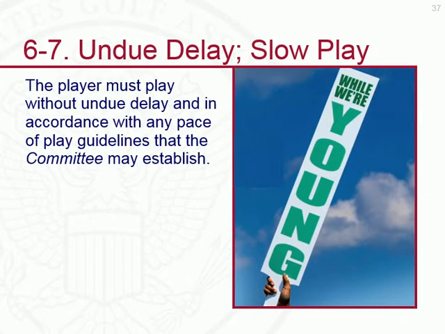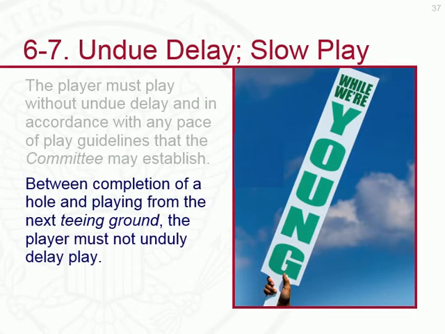Rule 6-7 is undue delay or slow play. The player must play without undue delay and in accordance with any pace of play guidelines that the committee may establish. Between completion of a hole and playing from the next teeing ground, the player must not unduly delay play.